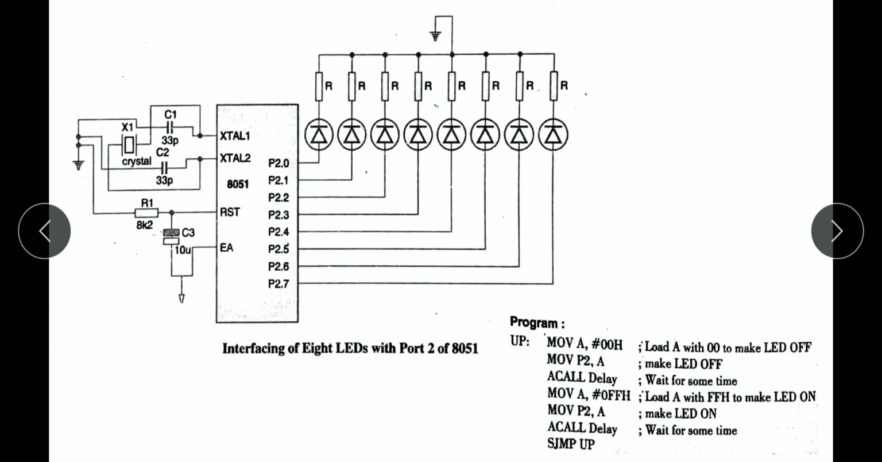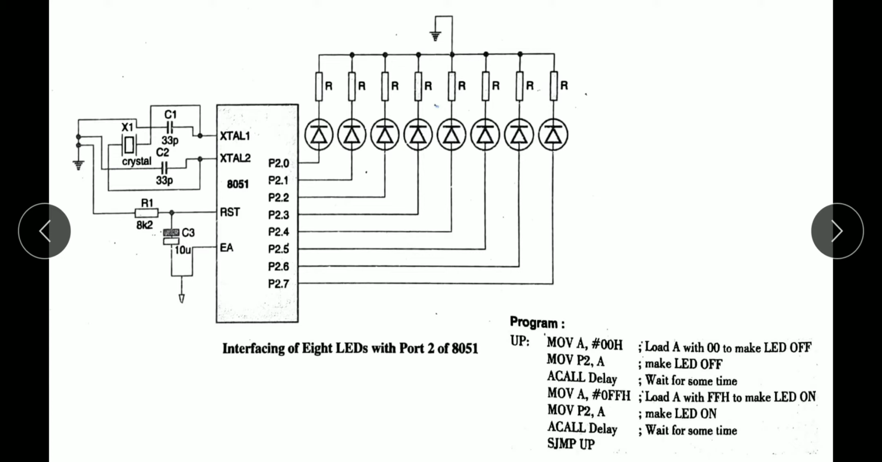Then what is the program for this? Here you can see the label UP. This is nothing but the loop name, that is the label UP. So MOV A, #00H, that means the accumulator is loaded with the immediate value 0, to make the LEDs off, means all the LEDs are off here.